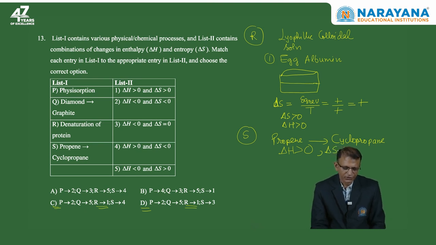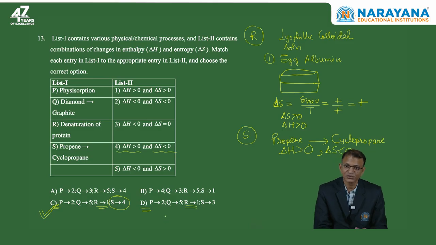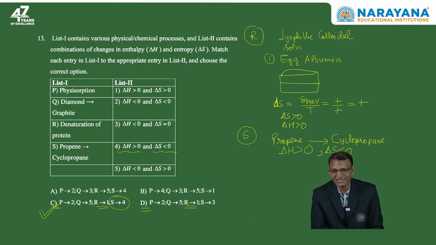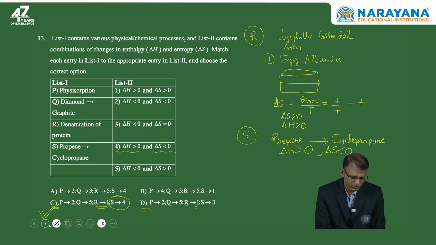So looking at the options, we can say that C should be the answer, because here S is matched with 4. The enthalpy change is positive, but the entropy change is negative. So we can say that this may be one of the questions given to decide the rankers, right? All 4 options are very good options. Without solving all 4, without knowing all 4, you are not able to reach the answer. So let us move to the next question, question number 14.